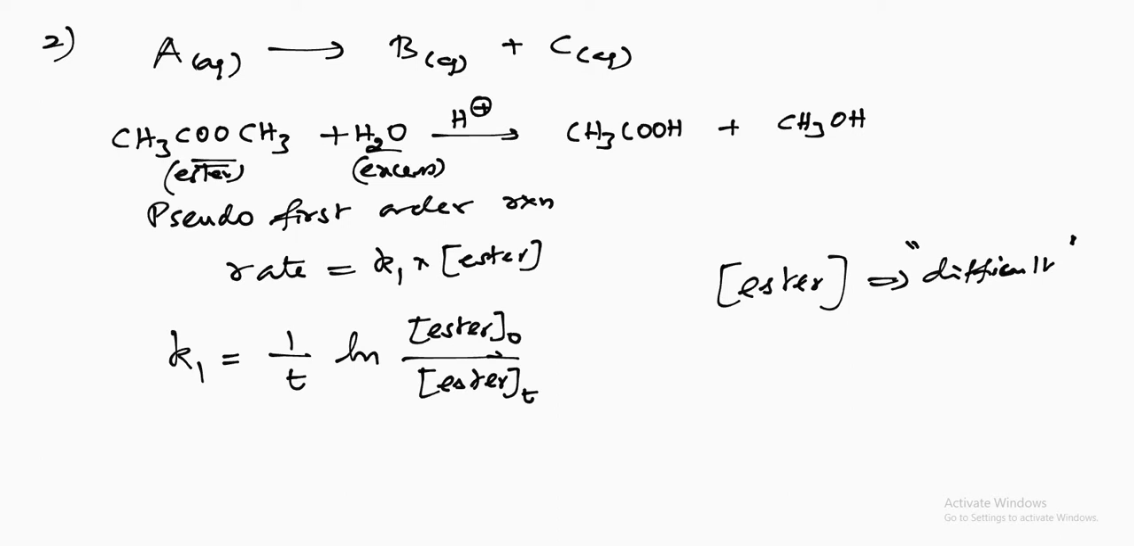But in this reaction an acid is produced, acetic acid. Since acid is produced, by using volumetric analysis I can find the concentration of the acetic acid at various time intervals. If you know the concentration of one of the products, using that you can find the concentration of the ester at different times.